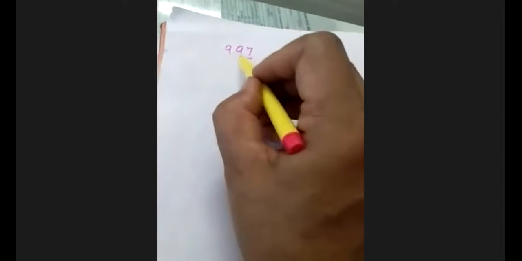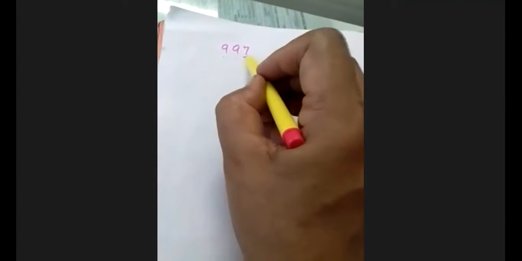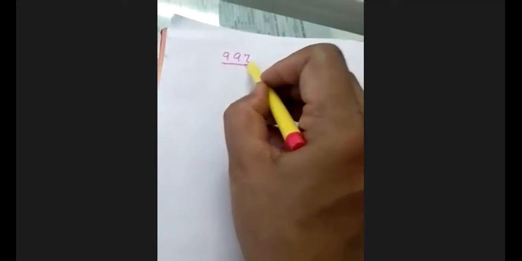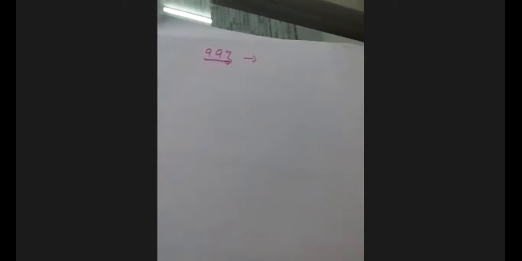For example, we have the number 997. The last digit is 7, it means 997 is an odd number. So students, squares of odd natural numbers are odd and squares of even natural numbers are even. So these are three properties of perfect squares. Clear, students?